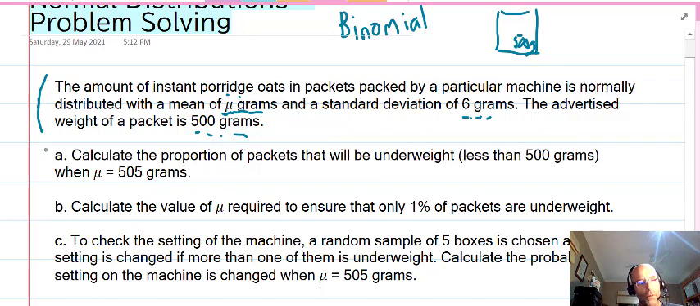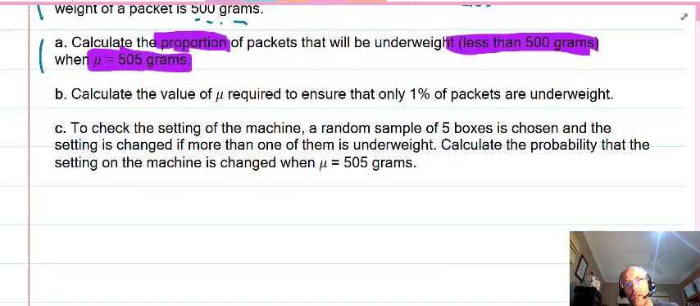So we've got three things to do. Calculate the proportion of packets that will be underweight, i.e. less than 500 grams, when mu is determined to be 505 grams. Okay, we'll look at part B and C in a moment. Let's do part A.